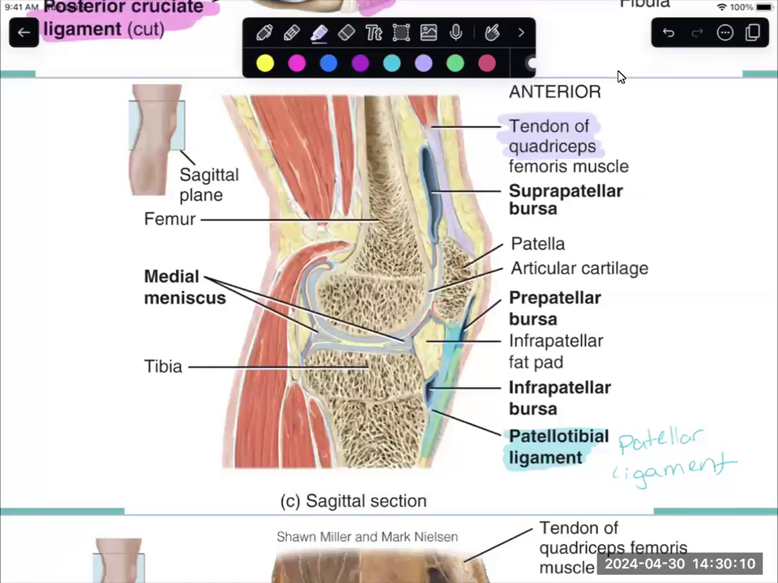It goes from a tendon to a ligament. A tendon attaches a muscle to a bone. A ligament attaches a bone to a bone. That is the difference between the two.